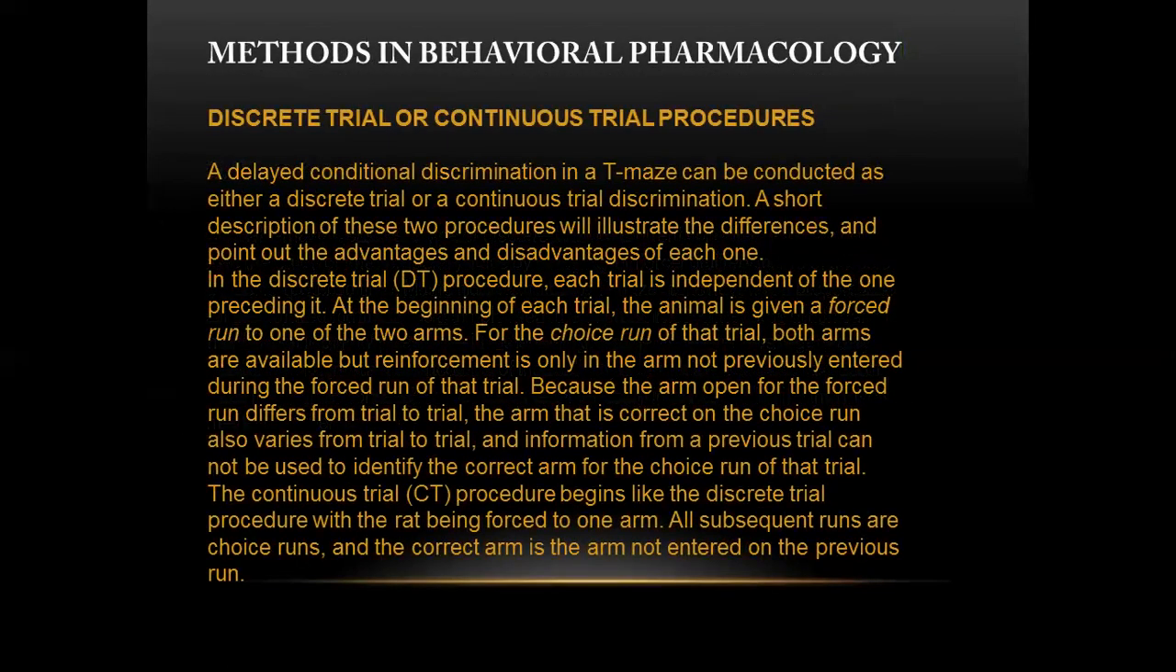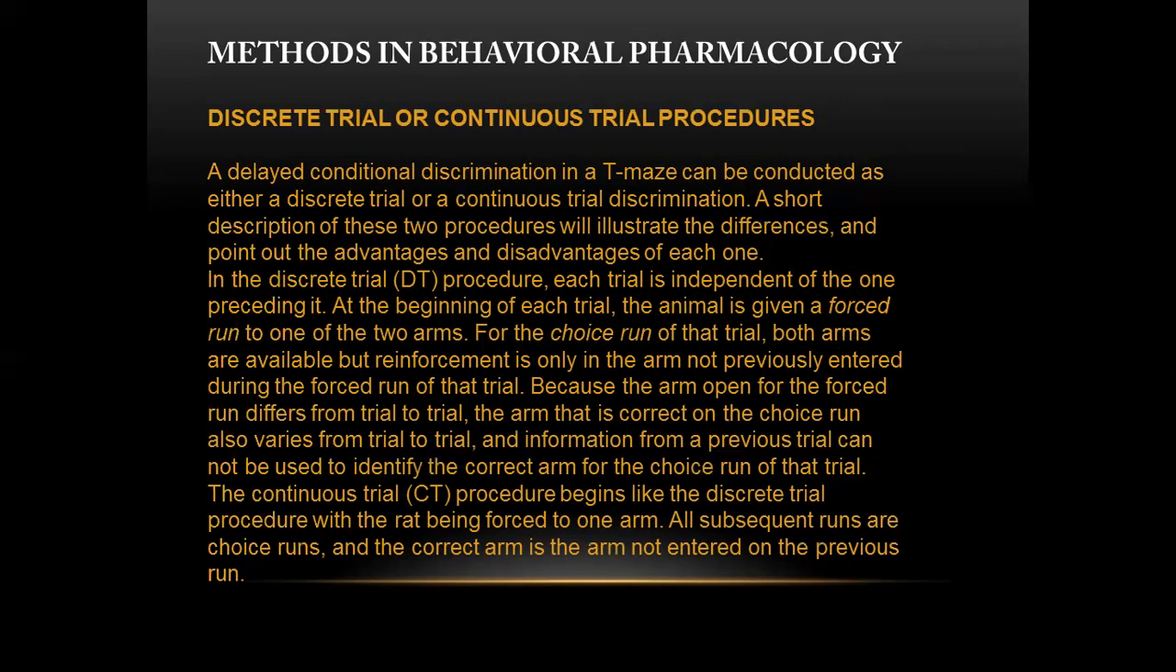Now, what are the methods in behavioral pharmacology related to rodents? There are two methods, discrete trial or continuous trial procedures. In the discrete trial procedure, each trial is independent of the one preceding it. At the beginning of each trial, the animal is given a forced run to one of the two arms. For the choice run of that trial, both arms are available, but reinforcement is only in the arm not previously entered during the forced run of that trial. Because the arm open for the forced run differs from trial to trial, the arm that is correct on the choice run also varies, and information from a previous trial cannot be used to identify the correct arm for the choice run of that trial.